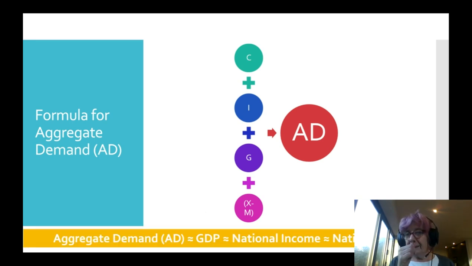But let's not forget either that when we talk about aggregate demand, we're also thinking about GDP, national income and national output. Because in this short introductory module, we can think of all of these things as being more or less the same. We're going to use those terms interchangeably.